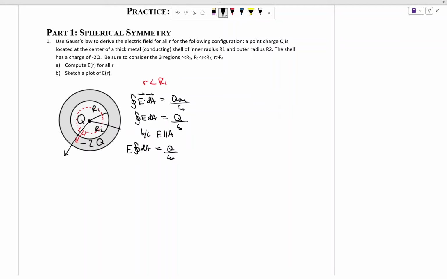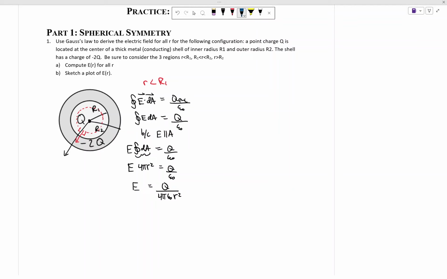And then notice this integral is just a fancy way of saying what is the area of our surface. In other words, what is the area of a sphere? And then we can solve this for E. Notice we get this expression that should be familiar to us, as this is basically Coulomb's law with this 1 over r squared behavior. So that's the first surface, within R1.